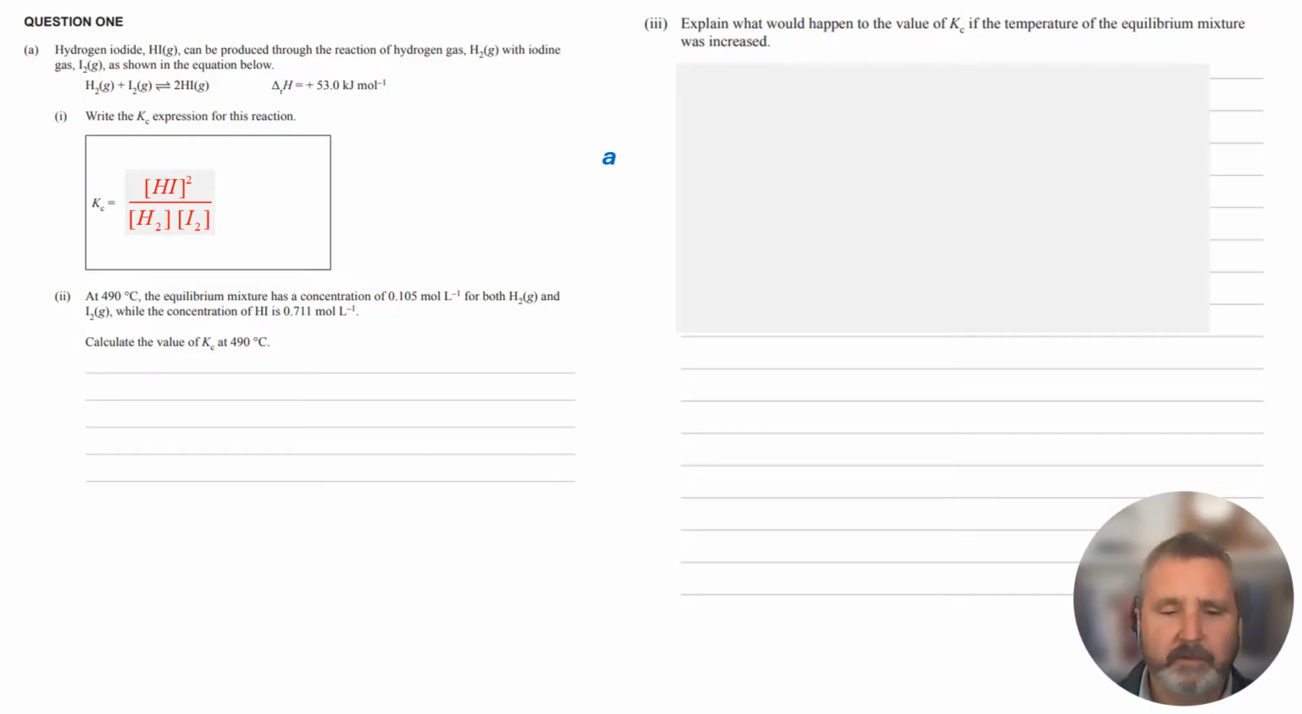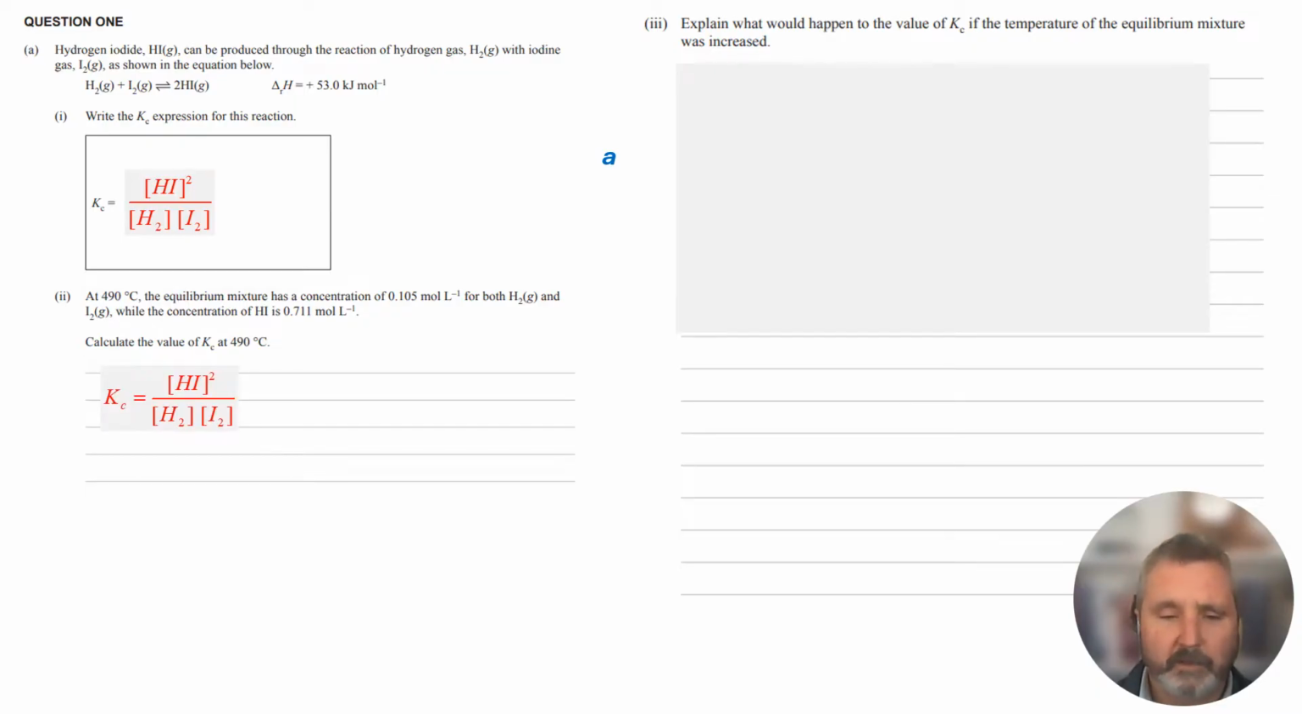Okay, so the next part we need to do is the calculation, and here it says at 490 degrees Celsius, the equilibrium mixture has a concentration of 0.105 moles per litre for both H2 and I2. They both have the same concentration and it's stated as 0.105, while the concentration of HI is 0.711. Calculate Kc. So in this case, they want us to take the whole expression, substitute in the three values into the different parts of the equation here, and solve.